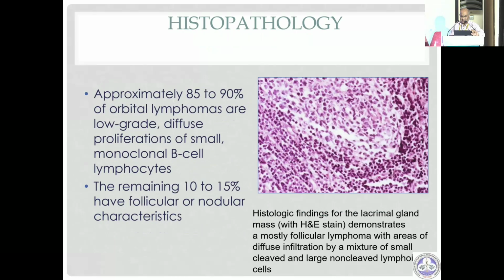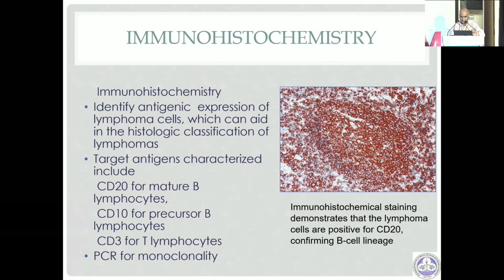Approximately 85 to 90% are low-grade diffuse proliferation of monoclonal B cells, and the remaining are higher grade follicular or nodular lymphomas. Immunohistochemistry plays a major role in identifying and typifying these lymphomas. CD20 is for mature B cells, CD10 for precursor B cells, CD3 for T cells, and PCR for monoclonality plays a big role when the diagnosis is really in doubt.